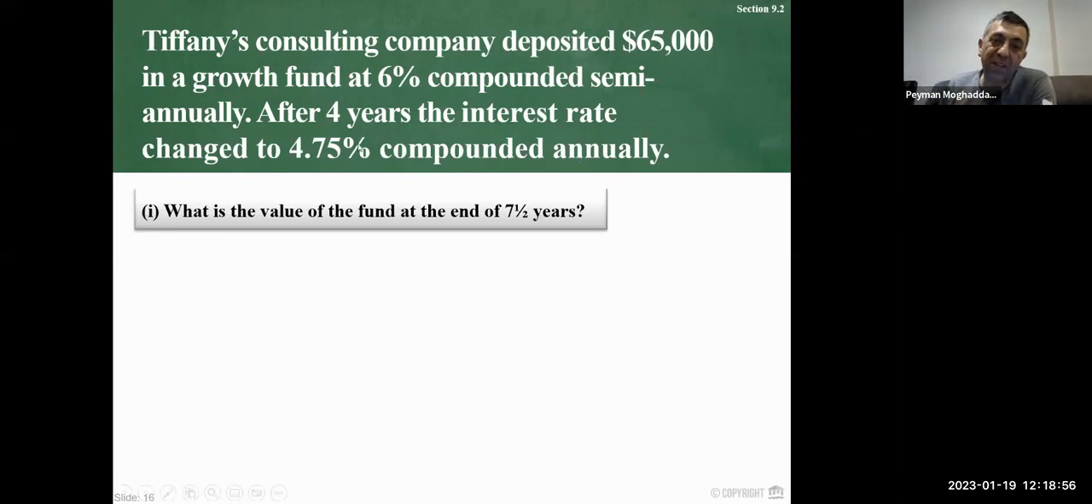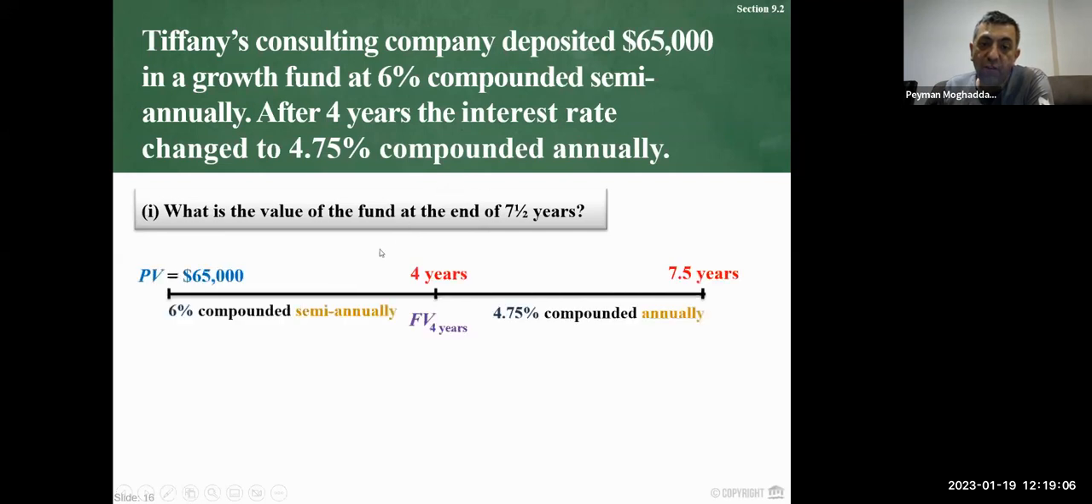6% compounded semi-annually for 4 years, and after 4 years it becomes 4.75% compounded annually. What's the value of the fund at the end of 7.5 years? So you have 4 years of the first rate and 3.5 years of the second rate. So you have 2 questions to solve.